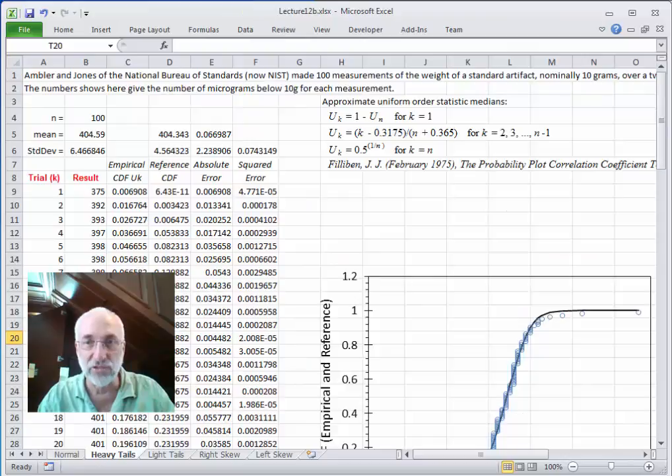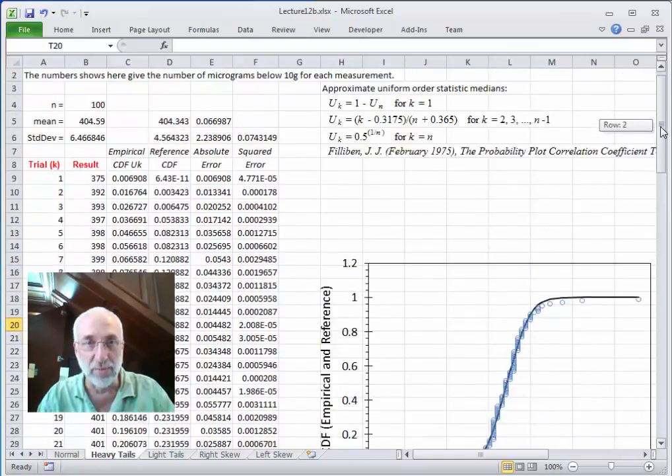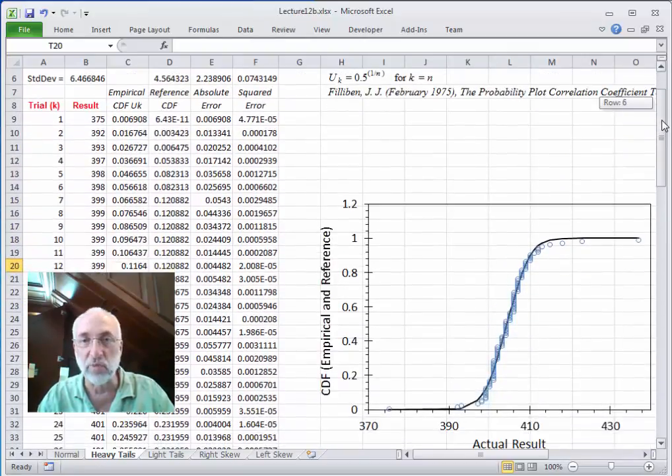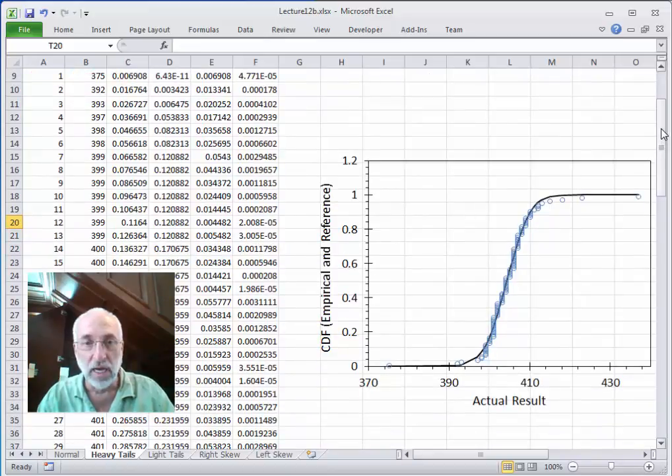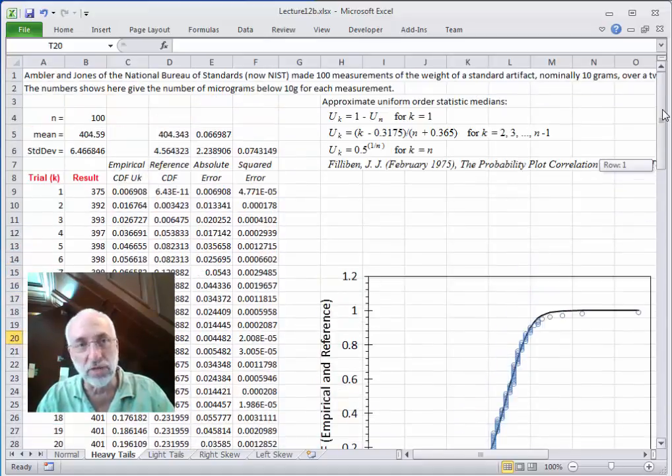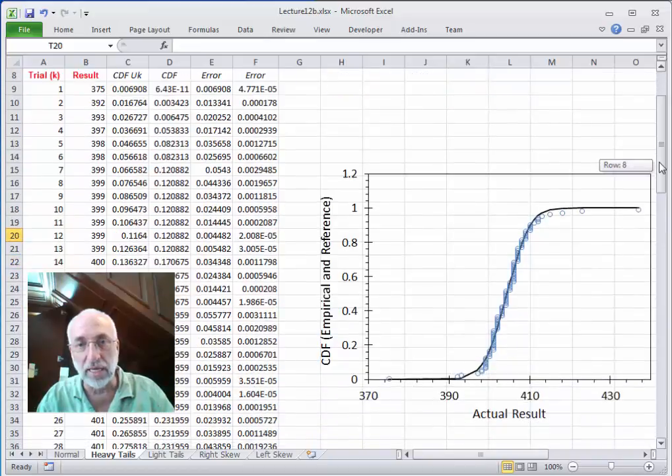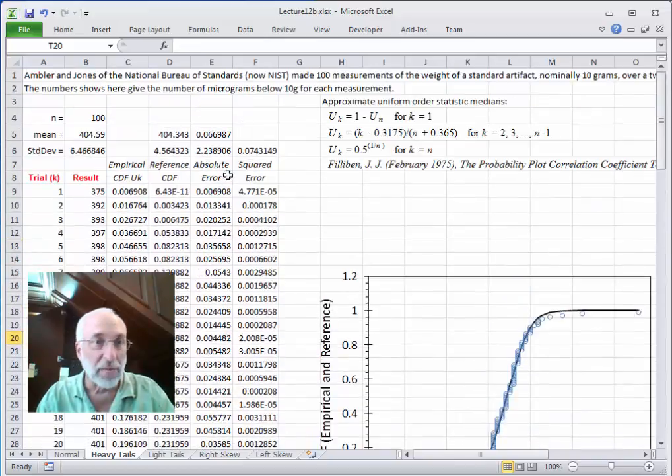Maybe the more interesting case was this Ambler and Jones set of data. Remember, we saw it had heavy tails. If I plot the empirical CDF versus the actual result, I get the round circles here. Then in the black, I'm doing two things. I'm plotting a normal distribution. But I'm not plotting it with the same value of standard deviation.